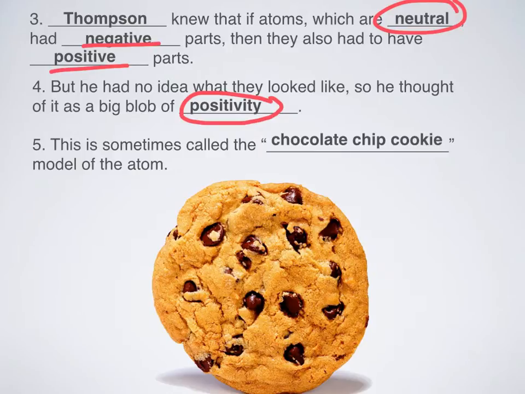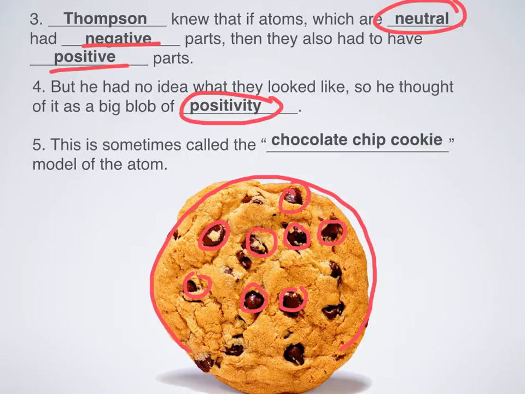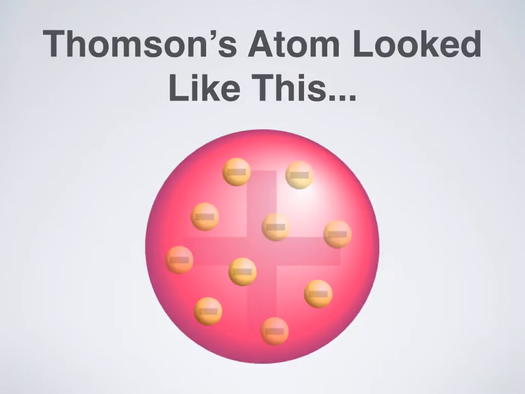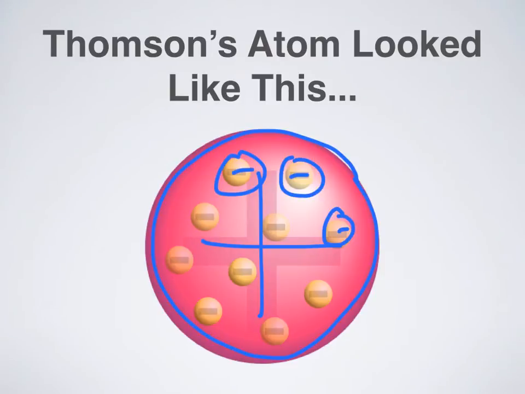Now, he called it the plum pudding model, but I like to think of it as the chocolate chip cookie model. So that would be that you have this big doughy blob of positive stuff, and then you have these little tiny chocolate chips, which are the negatively charged electrons that are spread out throughout this positive dough. So this is what Thompson's model of the atom looks like. So again, you have your big blob of positive dough, and you have these little tiny electrons that are spread out. And this was a working model of the atom for a while.